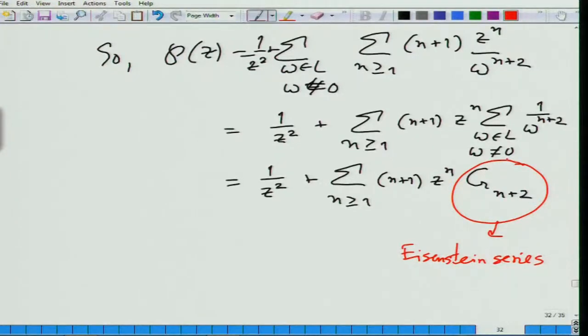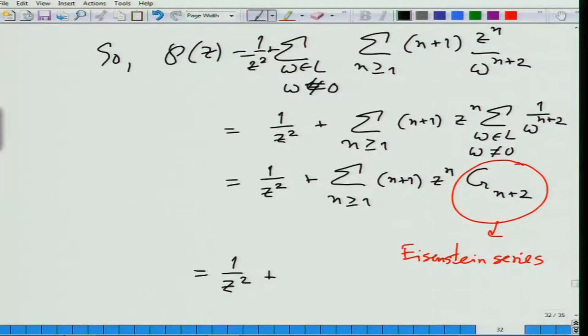This actually one can show converges, and it converges to the value which is called the Eisenstein series. So this is the n plus 2th Eisenstein series defined for that lattice. Okay, so this sum is an Eisenstein series, infinite sum. And a simple fact about this is, let me just write the first few terms: 1 by z square plus, if you consider n equals 1, then this is G3. If you consider G3, the sum is 0. That is, G3 is 0.